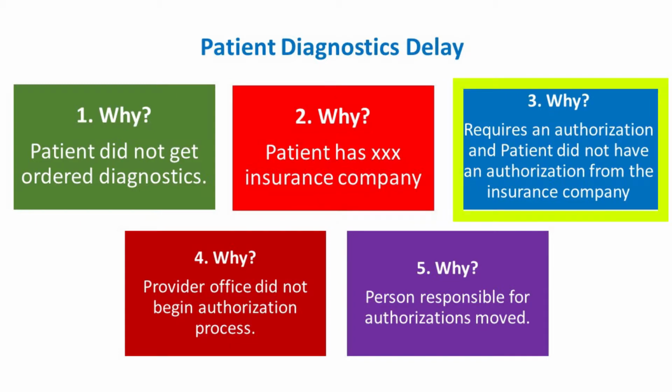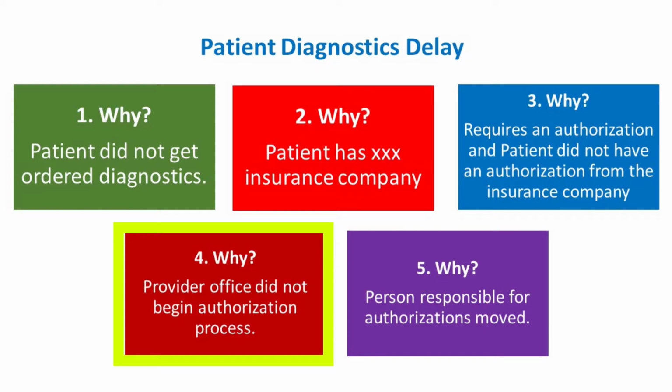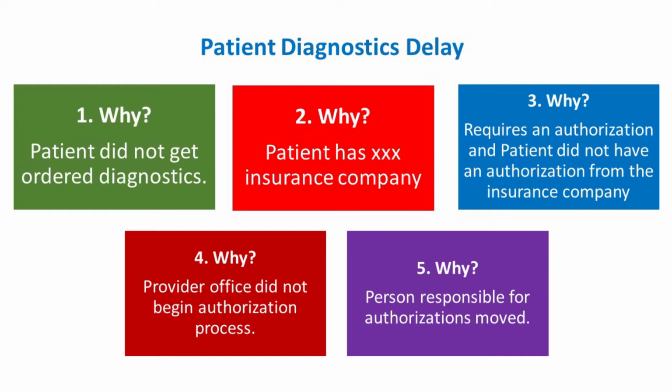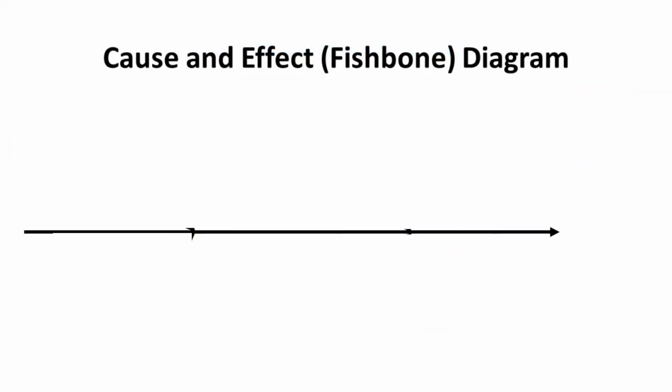The next why asks, why wasn't the authorization done? The answer, the provider office did not begin the authorization process. The next why asks, why didn't the provider office start the authorization process? The answer, and the final why, gets to the effect of the opportunity, which is this particular provider office had one person doing this function and that person was no longer employed in the office. Solution, train another person to do the function and then cross-train several staff members to be able to complete this process.